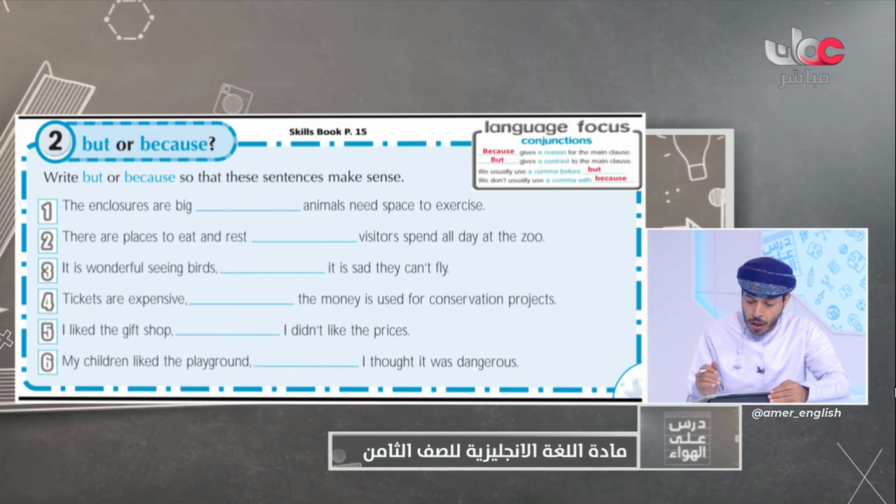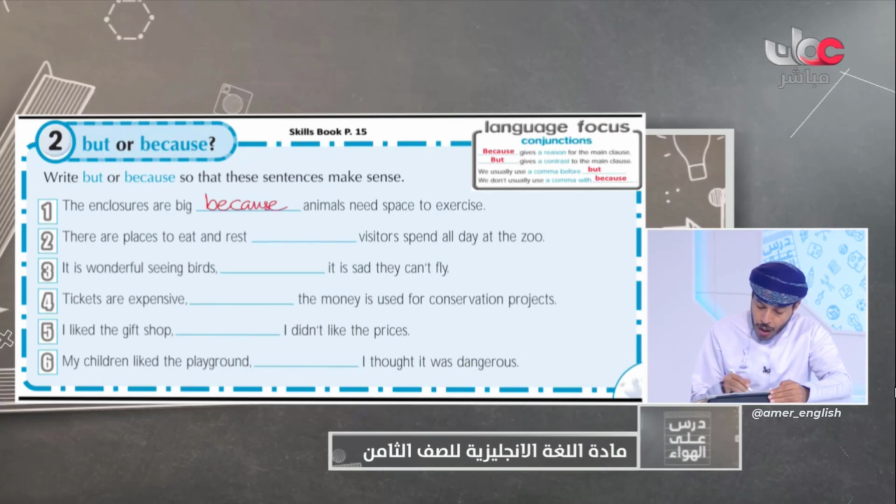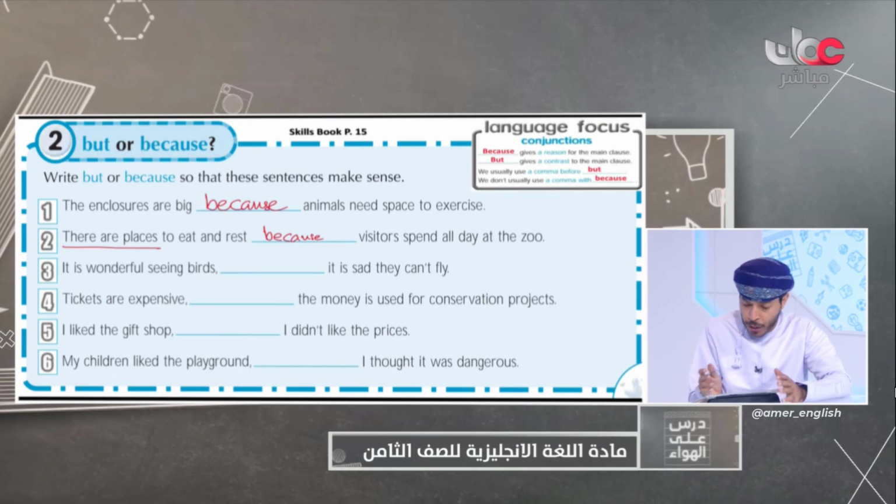So how can we answer this question? Conjunctions. Look at them. The first one: the enclosures are big. Animals need space to exercise. So this is a reason, right? So if it is a reason, the answer here is 'because'. Number 3: there are places to eat and rest because visitors spend all day at zoos.